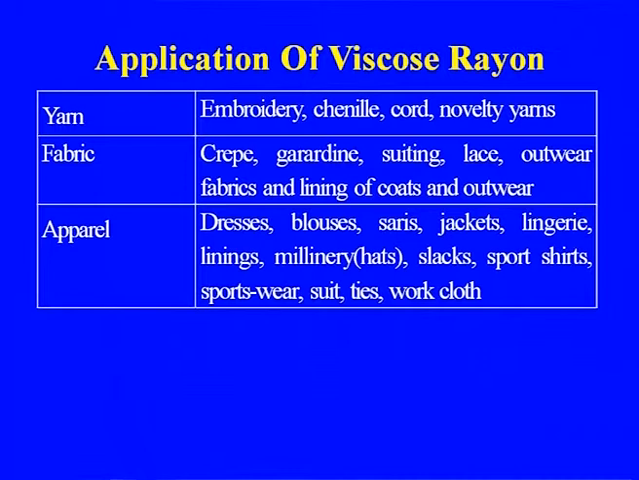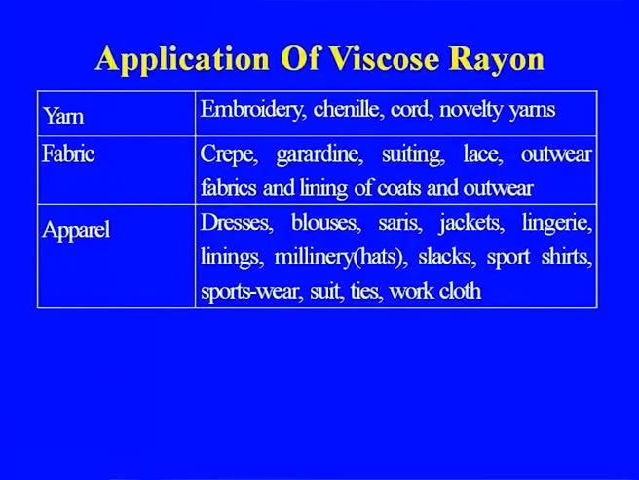So the applications of viscose rayon: yarn, then embroidery, chenille, cord, novelty yarn. The fabrics: crepe, gabardines, suiting, lace, outerwear fabrics, and lining of coats and outerwear. So in the case of fabric, even in the lining part, softness is required. So for the lining part of the coats we use viscose fabric.